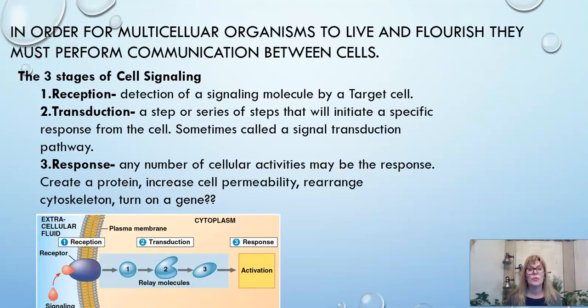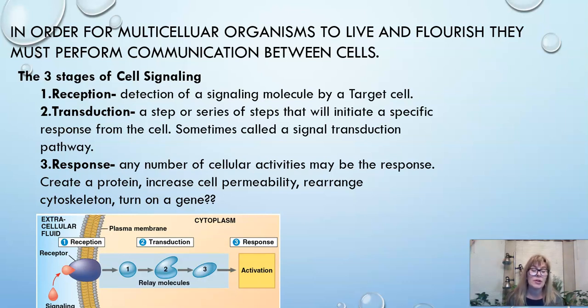All right. In order for multicellular organisms to live and flourish, they must perform communication between cells. Of course, the three stages of cell signaling, which are absolutely essential to know for the test, are reception, transduction, and response. In reception, a ligand, which is a signaling molecule, is detected by the target cell. It usually will dock on the outside, as shown in this diagram to the bottom, but there are other means of doing this, which we'll discuss later. So step one is reception.